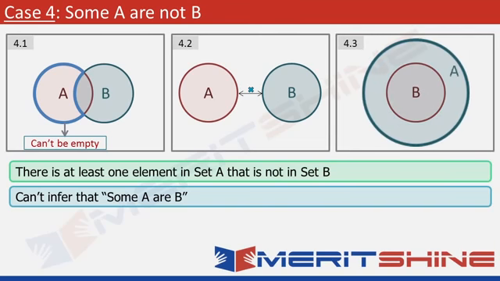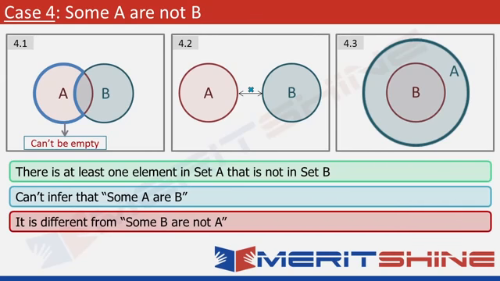You can see here that B is a proper subset of A. It means that all of B is contained within A and A has got at least one extra element as compared to B. So basically these are the three cases that summarize some A are not B. Please remember that some A are not B is different from some B are not A. Had it been the latter, the figure 4.3 would have been different. B would become the bigger set and A the smaller one. Hope that's understood. So that's where we wind up today.